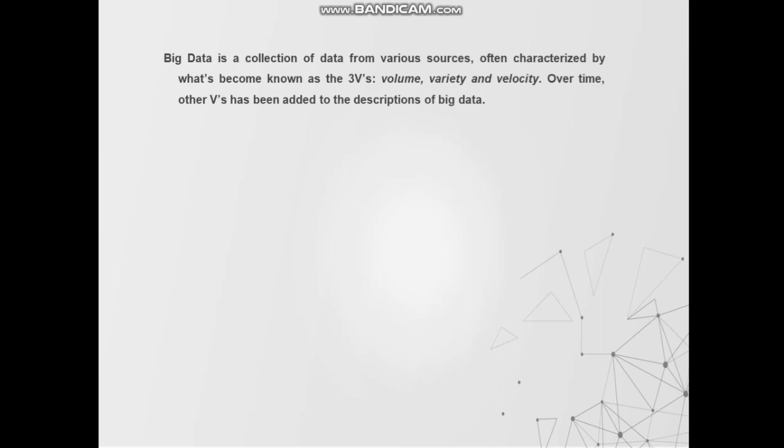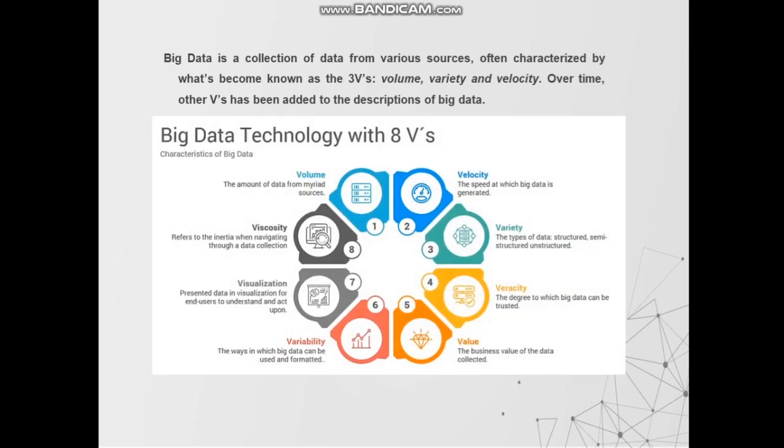So next, big data is a collection of data from various sources, often characterized by what has become known as the three V's: volume, variety, and velocity. Over time, other V's have been added to the description of big data. So as you can see, we have the 8 V's in our big data technology.